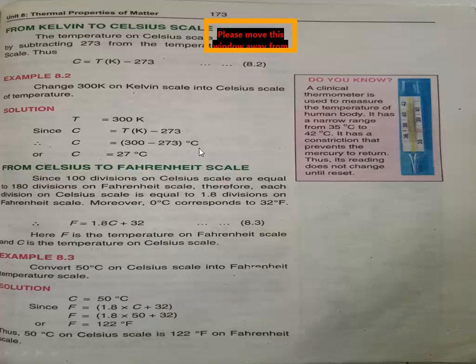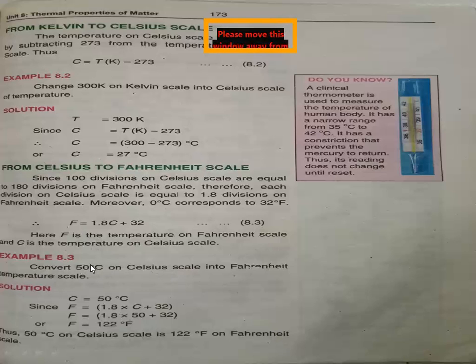I told you there are three scales. One is the Celsius scale, another is the Kelvin scale, and the third is the Fahrenheit scale. If I am given the temperature in Celsius, I can go to Fahrenheit as well, by using this formula: Fahrenheit is equal to 1.8 times C plus 32. I will use equation 8.3 if I am given the temperature in Celsius and I want to find the temperature in Fahrenheit. Now, example 8.3: convert 50 degrees Celsius into the Fahrenheit temperature scale.